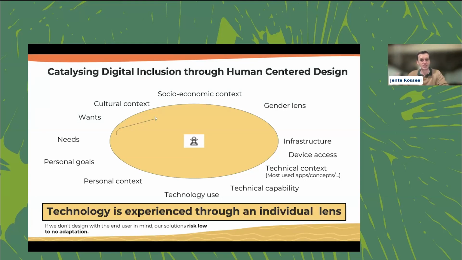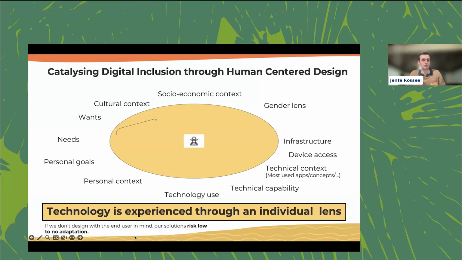And then on the other side, there's also, for example, the infrastructure in each of these countries, which widely varies, which means what you can do with technology will vary widely in each of these contexts as well. Access to devices, technical capabilities, so digital literacy, as we call it. And then what apps they've already been using.